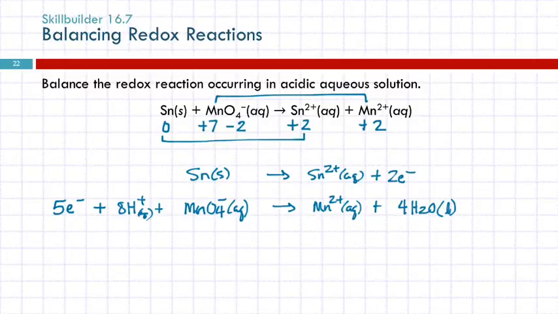Next, I need to make the numbers of electrons on both sides equal. Well, I've got 2 and 5. Least common multiple of 2 and 5 is 10. So I'm going to multiply these so that I can get 10 electrons on each side. So that means that the top equation gets multiplied by 5. So I'm at 5 tins, and I'm at 5 tin ions, and I'm going to get 10 electrons. The bottom equation, to get 5 into 10, I'm going to multiply by 2.